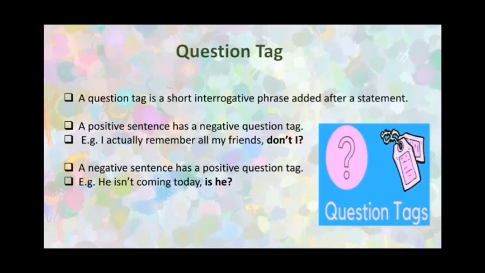And children, always remember that you need to rewrite the sentence, and after the sentence is rewritten, you need to put a comma, then write the question tag and always end with a question mark.